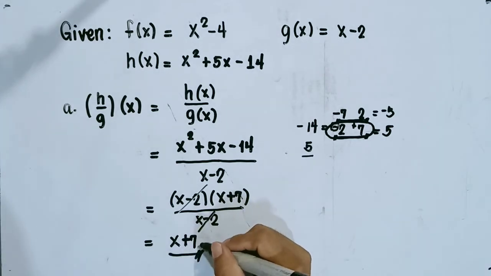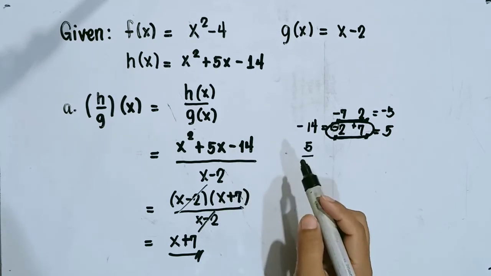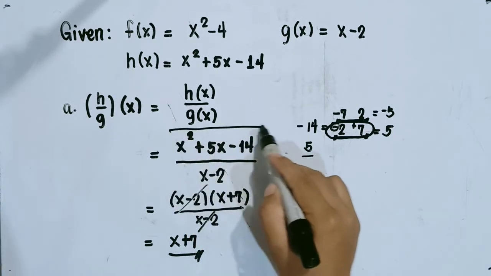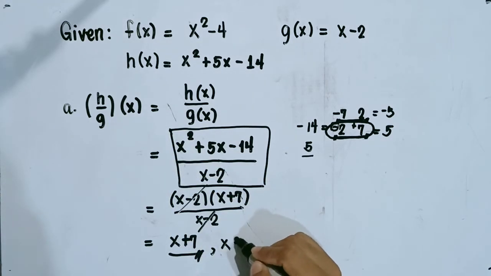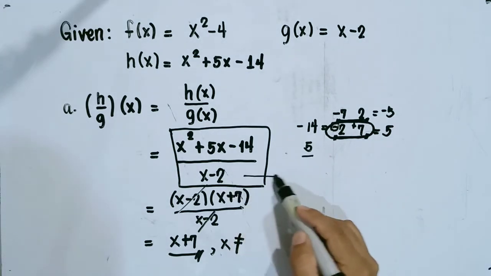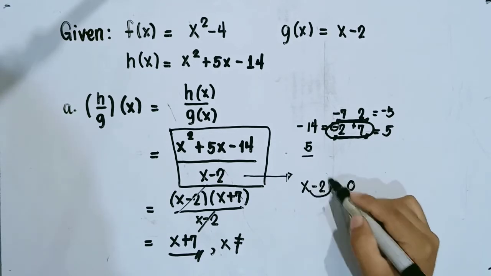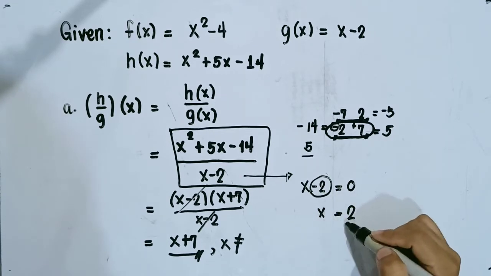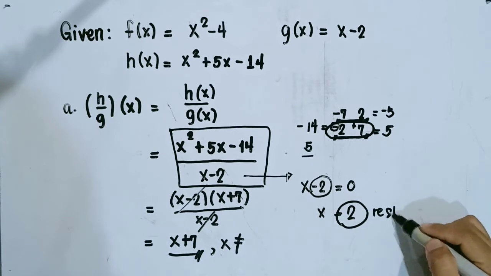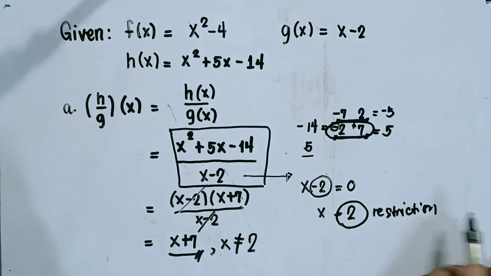Since our final answer is x plus 7 and we don't have a denominator in our final answer, do we still need to get the restriction of this function? Yes, we need to get the restriction by using this. Okay. So we can write x is equal to what value? So we will equate the denominator to 0. So x minus 2 is equal to 0. Transpose negative 2 for us to get the x. So x, negative 2 will become positive 2. Therefore, the restriction is positive 2. Okay. So we will write here, x is not equal to positive 2.